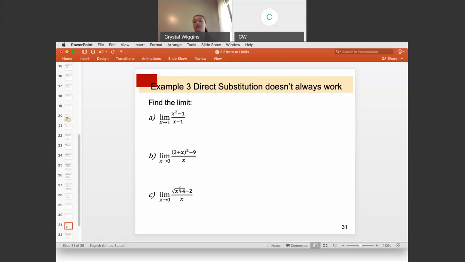Either you need to go an analytical route and do the numbers, approach 1 from the left side, 0.999, approach 1 from the right side, 1.00001, and look at the table of values to see what the y value is also approaching from both sides. Or in these cases, we can actually use our algebra. So let's do that.